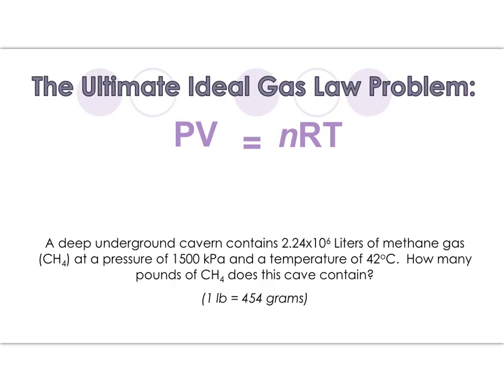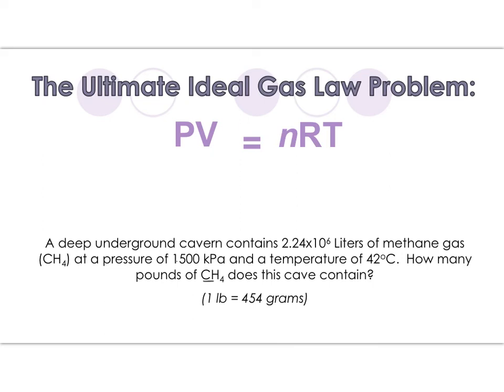So the last problem is the ultimate ideal gas problem. It's the same formula, same rate constant, same everything. You have a deep underground cavern that contains 2.24 times 10 to the 6 liters of methane gas, which is CH4. The pressure is 1500 kilopascals with a temperature of 42 degrees Celsius. You want to figure out how many pounds of CH4 the cavern contains. So go ahead and pause the video, convert everything into the proper units, plug it into the formula, and then come back and see if you have the correct answer.